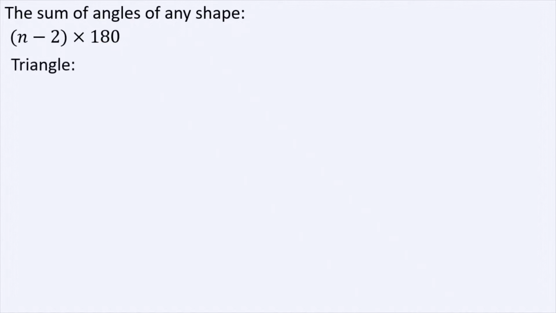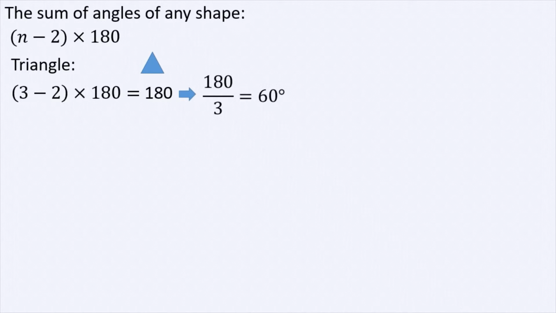For a triangle we have 3 sides, so it's 3 minus 2. This gives us 1 multiplied by 180, and therefore the sum of angles of a triangle is 180. If we have an equilateral triangle where all the sides and all the angles are equal, in this case we can divide 180 by 3 and get 60 degrees per angle inside an equilateral triangle.